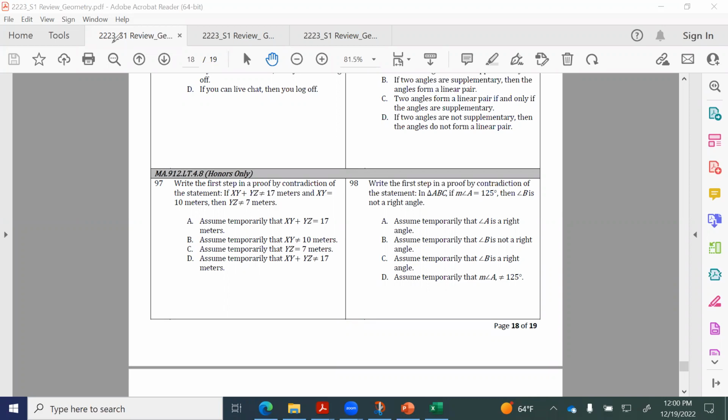Write the first step in a proof by contradiction. If we're doing something by contradiction, we're assuming the opposite. So if it's saying that it's not equal to 7, then we're assuming that it is equal to 7. So we're doing the opposite. In contradiction, we try to prove the opposite. On 98, write the first step in a proof by contradiction of the statement. They said B is not a right angle, so we assume that it is a right angle. Just C.